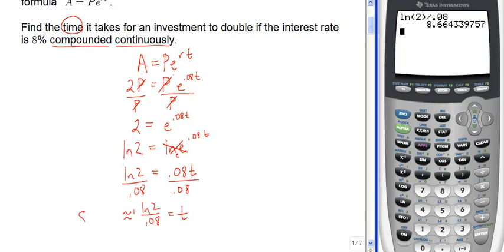And what are the units that we're talking about here? This is time. Since this 8% is the interest rate for the year, we're going to assume that our units for time are also years. So it's going to take close to 9 years, a little more than 8.5 years, for our money to double. Okay?